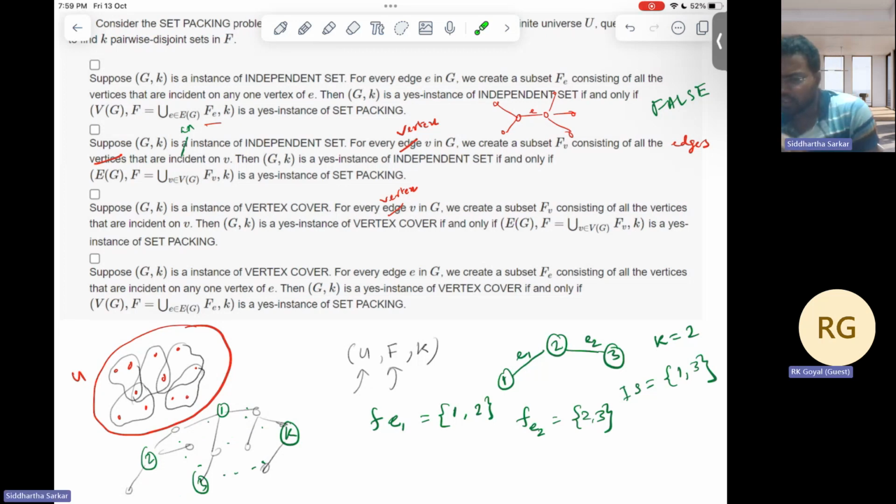The other direction is also similar. It's an if and only if statement, so you have to show both the directions. Well, there are some more typos. Let's fix them.